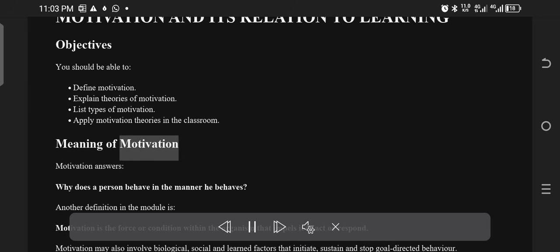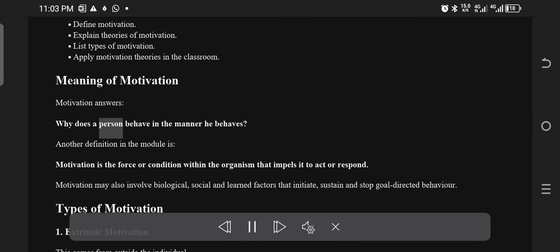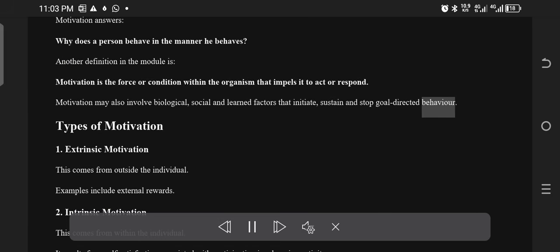Meaning of motivation. Motivation answers: why does a person behave in the manner he behaves? Another definition in the module is: motivation is the force or condition within the organism that impels it to act or respond. Motivation may also involve biological, social, and learned factors that initiate, sustain, and stop goal-directed behavior.